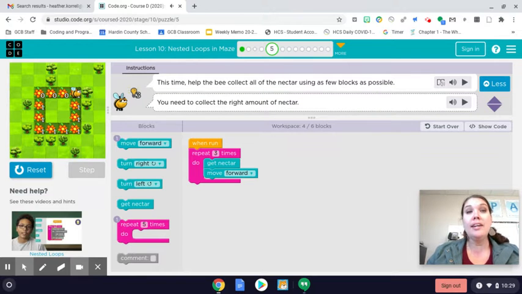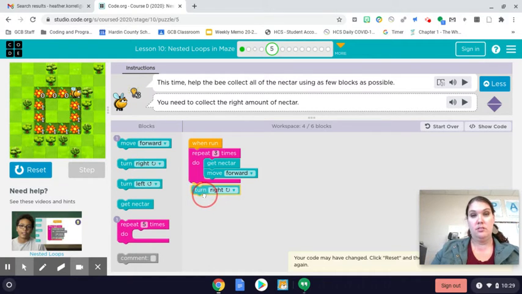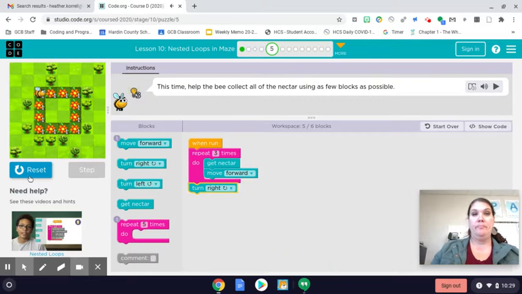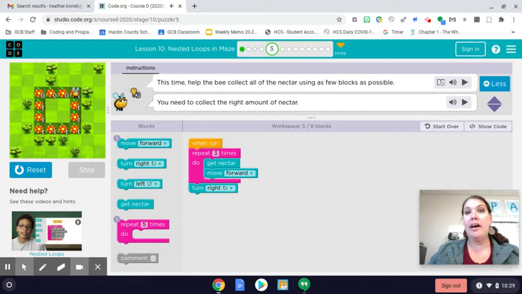Now, before I can tell him to get nectar, I want him to turn. What direction does he need to turn? He needs to turn right. Now take a look at my blocks. I have used 5 out of the 6 blocks. That tells me I only have 1 more block that I'm able to use. What block is it going to have to be? It has to be my repeat block.